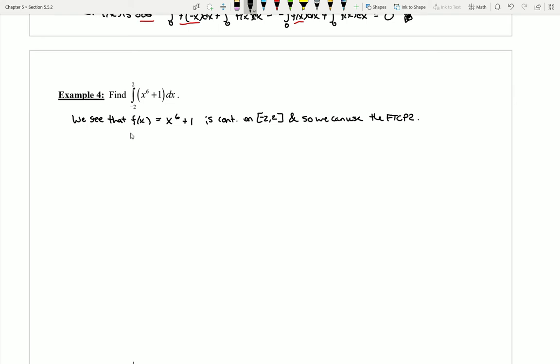Great. Well, now I'm going to show really quickly here that even though it's possible for me to just immediately find the antiderivative here, that would be super easy. 1/7 x to the 7 plus x, right? Boom, I immediately evaluate from 0 to 2. I could instead, it's an option, check to see if my function is even or odd.